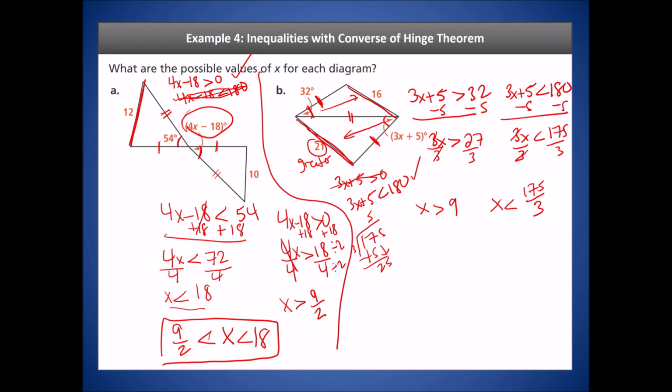All right, so now we know that if we put these together, x has to be smaller than 175/3, but has to be greater than 9.